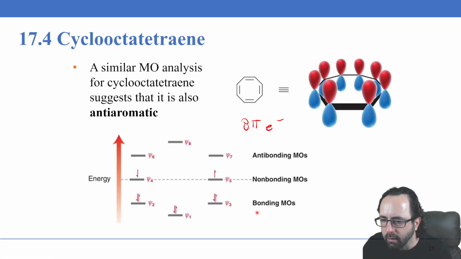Those bottom 3 here are considered the bonding orbitals, the middle 2 are non-bonding orbitals, and the top 3 are anti-bonding orbitals, higher in energy than the individual unhybridized p orbitals here. And we have 8 pi electrons to distribute. The first 2 go into the lowest energy bonding orbital. The next 4 go into the higher energy bonding molecular orbitals. And then we can see the last 2 have to go into the non-bonding orbitals. So again, we have an open shell molecule with unpaired electrons in the molecular orbitals. So cyclooctatetraene is also considered anti-aromatic.